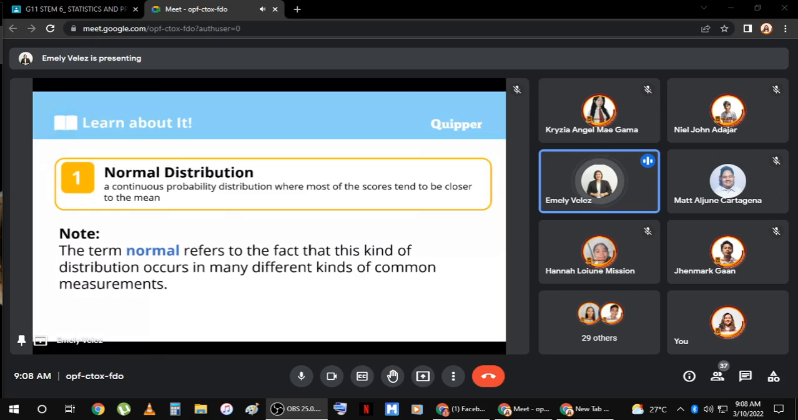Where most of the scores tend to be closer to the mean. So the term refers to the fact that this kind of distribution occurs in many different kinds of common measurements. So take note, the type of variable that we will be using here is a continuous random variable. So in a normal distribution, the majority of the scores tend to be closer to the mean. If your mean is somehow 21, the majority of the scores are closer to that.